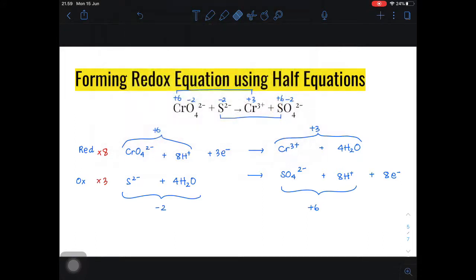Therefore, what we have now is 8 CrO4 2-, plus 64 H+, plus 24 electrons, becomes 8 Cr3+ plus 32 H2O.